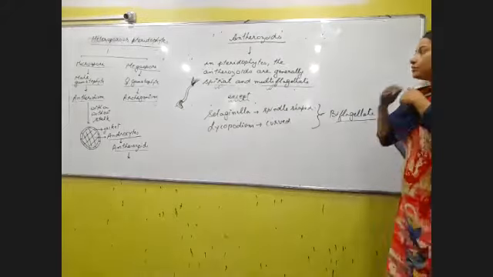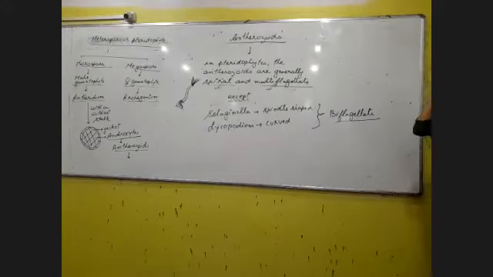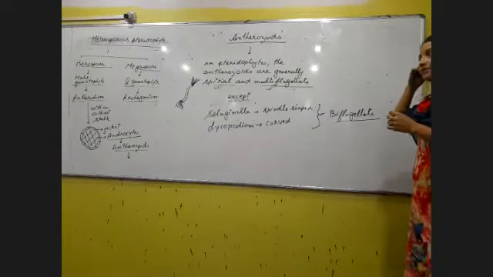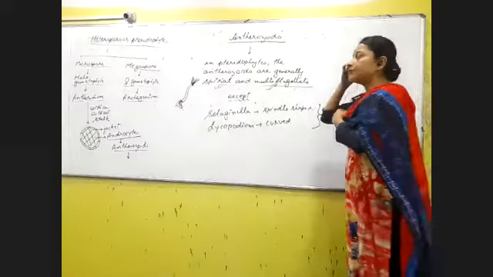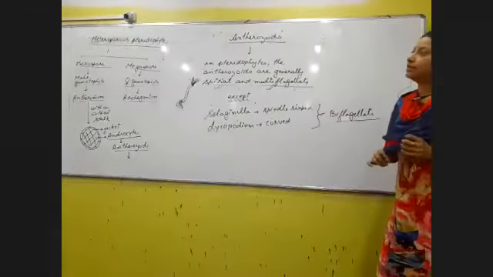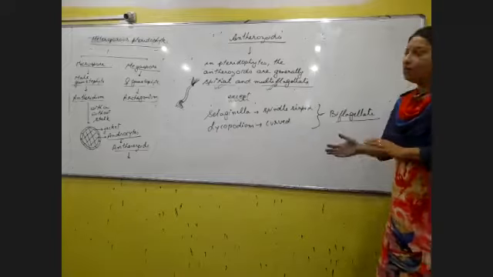Okay, so in the heterosporous condition, we will see the development of the microspore and the megaspore. The microspore gives the male gametophyte, which is called the male prothallus, and in the case of the female gametophyte, it's called the female prothallus. So obviously, sex organs will be present.